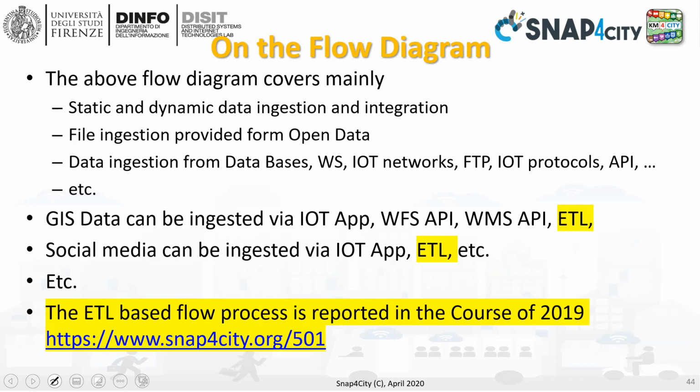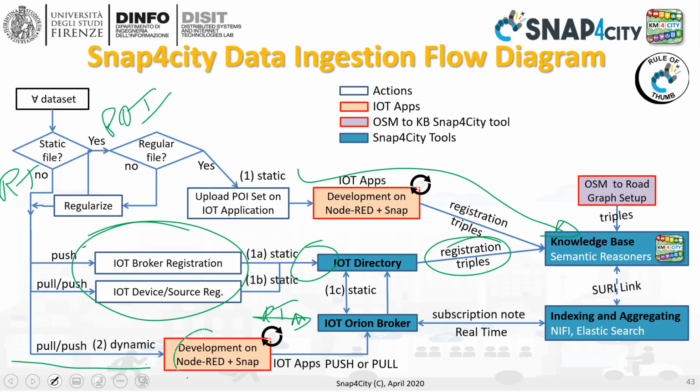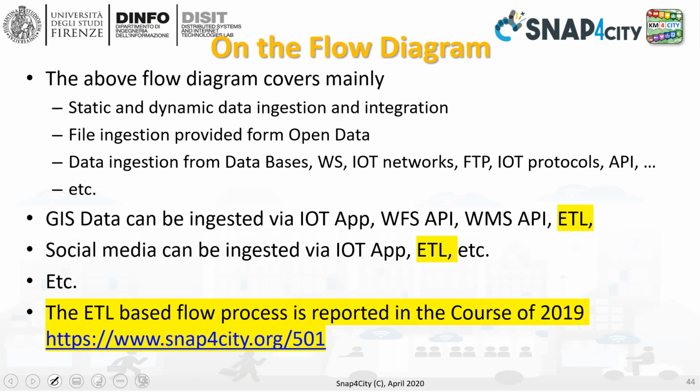So this means that the Node-RED part is playing the role of adapter for the Orion broker. On the flow diagram, we explained how this part can be addressed. GIS information is ingested typically via IoT Hub or WFS API or WMS APIs directly from the dashboard, for instance. And also social media can be ingested by IoT app or either ETL process. The ETL is still marked in yellow because it is not going to be used and presented here.